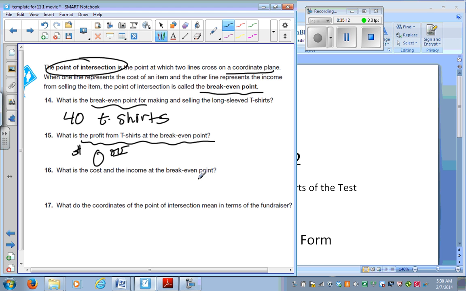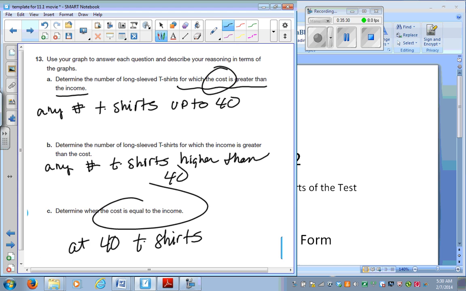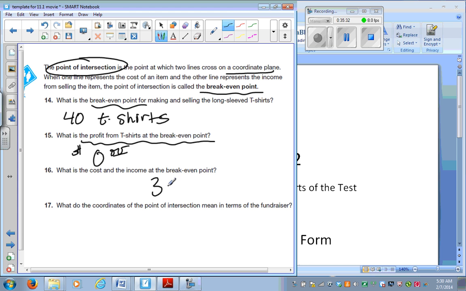What is the cost and the income at the break-even point? So at that point, the cost, so far all the t-shirts have cost you, look over here at cost, $320, and that's also how much you made. So it cost you $320, and you made $320 at that point.